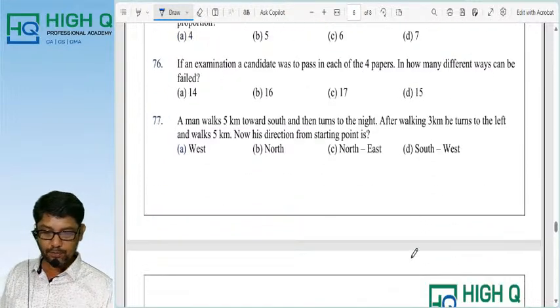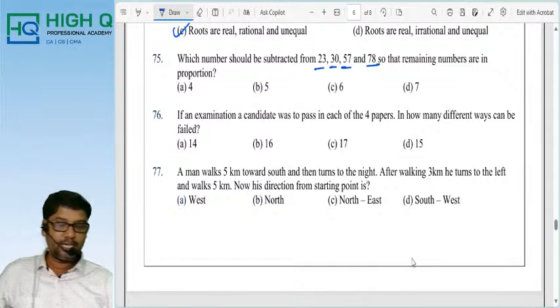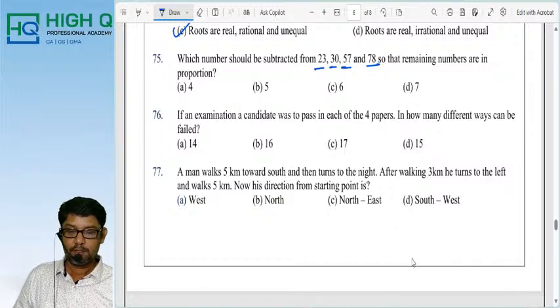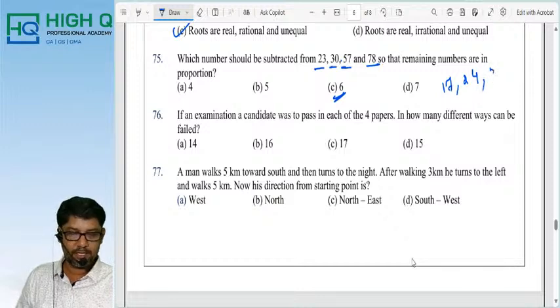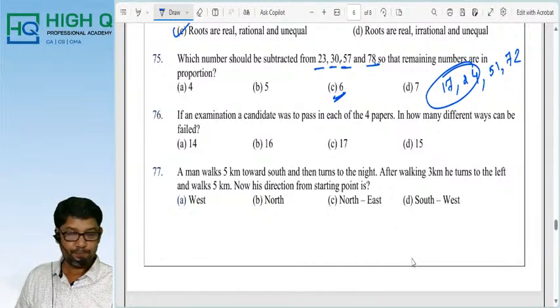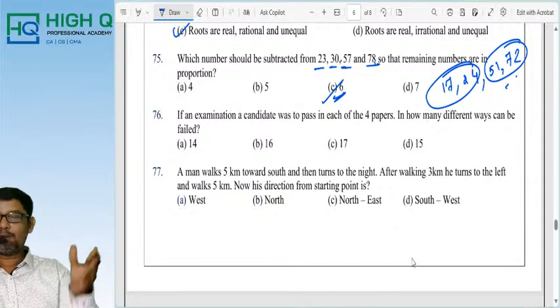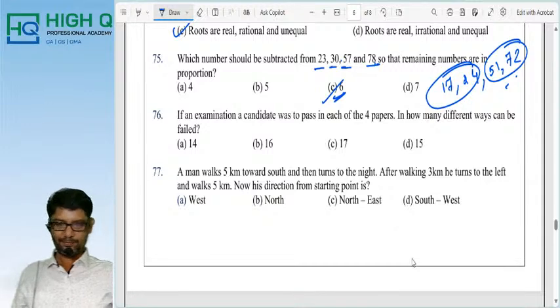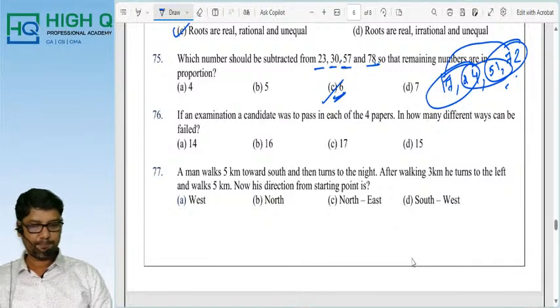Next, which number should be subtracted from 23, 30, 57, 78 so that the remaining numbers are in proportion? I think 6. Directly I come to know. 23 minus 6 is 17, 30 minus 6 is 24, 57 minus 6 is 51, 78 minus 6 is 72. 17 by 24, this is also 51 by 72. They are equal, no? They are in proportion. Or otherwise, product of the first and last term is equal to product of the middle two terms.